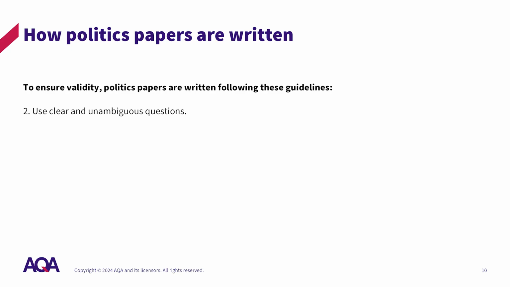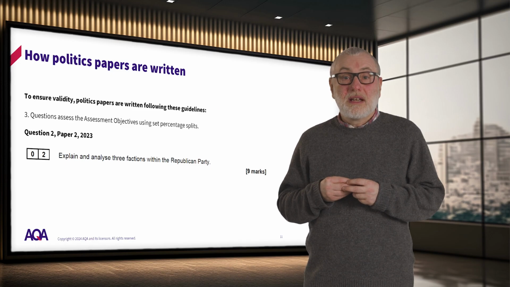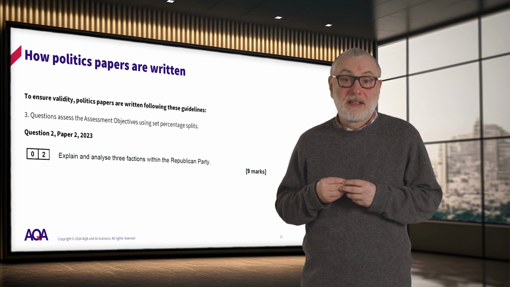The second way associates attempt to ensure validity in relation to writing questions is that they seek to ensure that all questions are clear and unambiguous, as they do not seek to confuse students. Thirdly, wherever possible, questions should reflect contemporary politics.